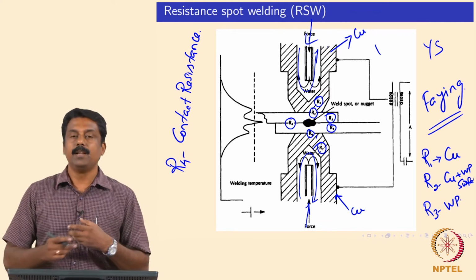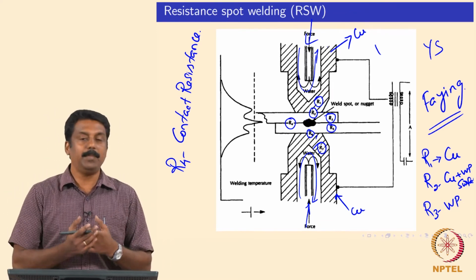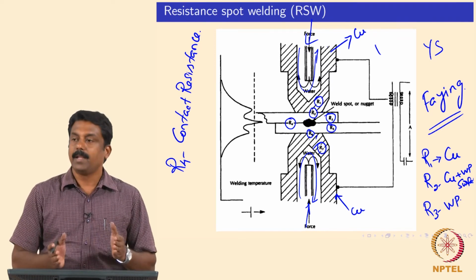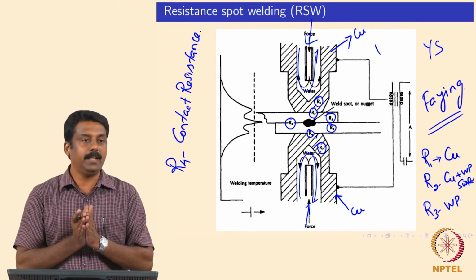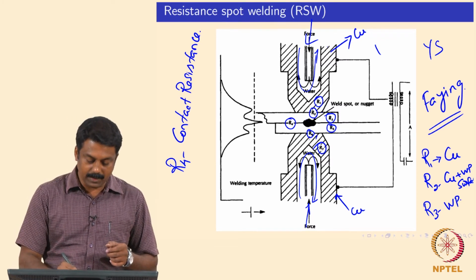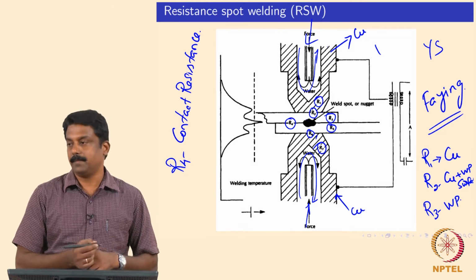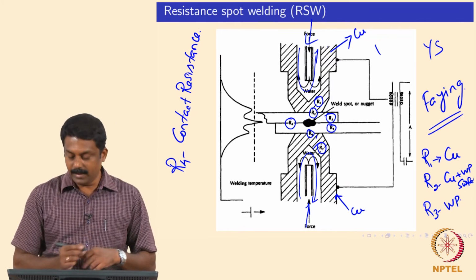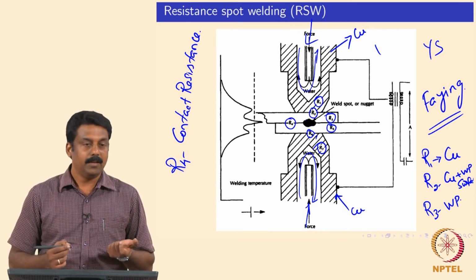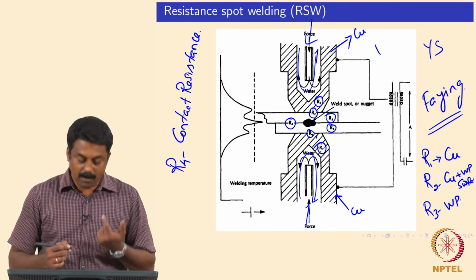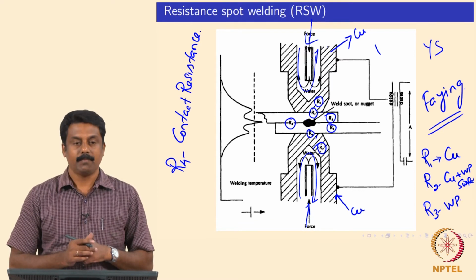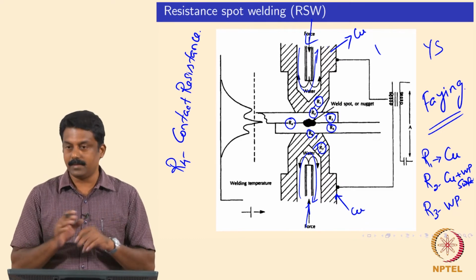We can make this work for our own benefit, because we have to melt the interface. If charge carriers are hindered at the interface, then heat accumulates at the interface, which leads to heat generation and ultimately melting of the interface. So, of these 4 resistances, the main rate controlling resistance, which actually forms the weld nugget, is R4, the contact resistance.